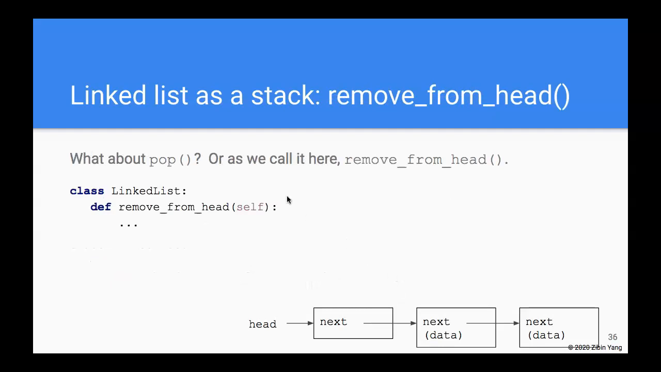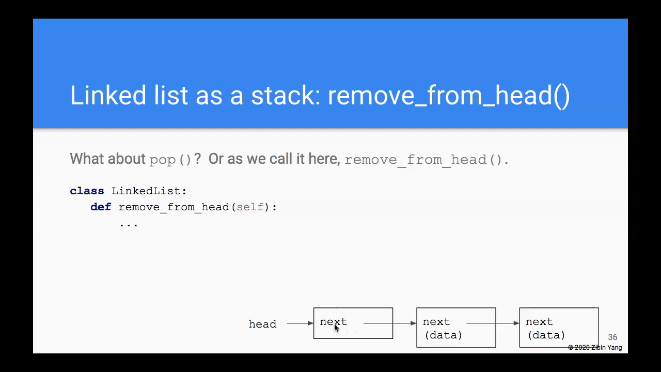So this is the push operation. What about the pop operation? Well, we're not going to call it pop here. We're going to call it remove from head. What it will do is, well, it won't change what the head points to because this header node is always there. But it will remove and return the first node that holds data after the head node. Well, what can we do?